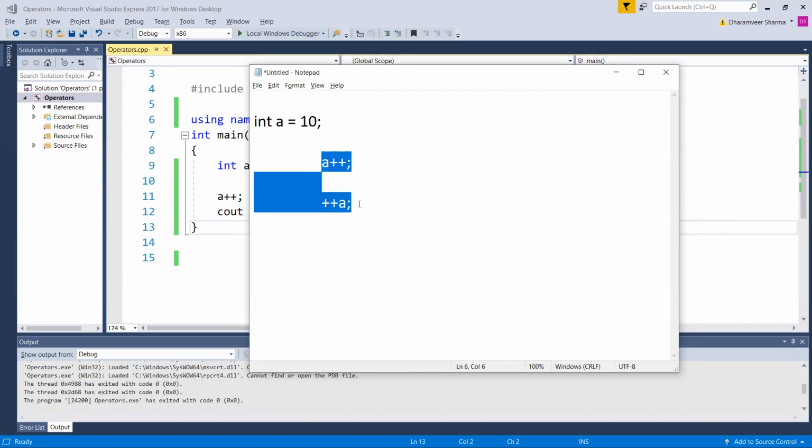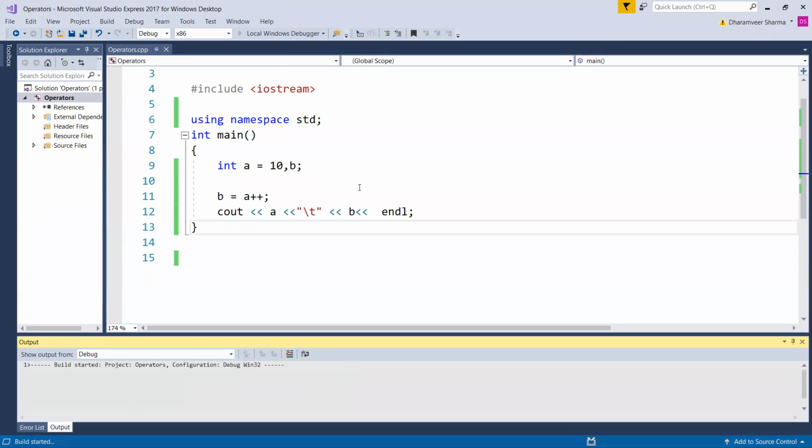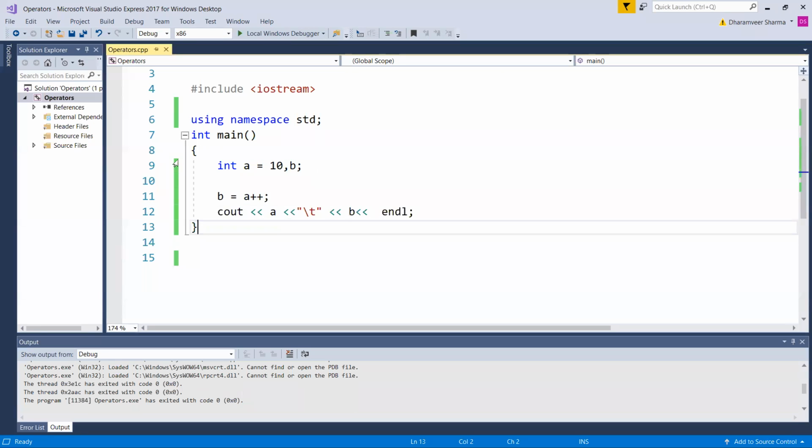They will make a difference only when they are part of an expression. Now, what does that mean? Let's write b here. And here I'm writing b is equal to a++. Now it will make a lot of difference. Just look at it. a will become 11, b will remain 10. Why is it so?